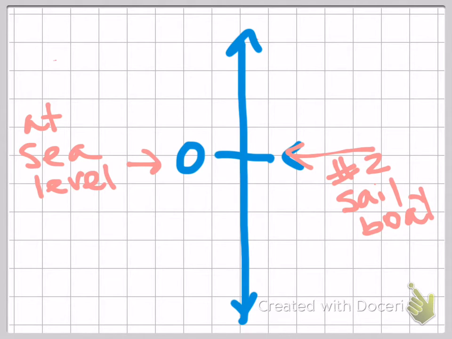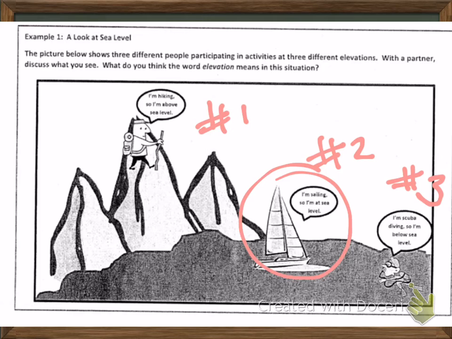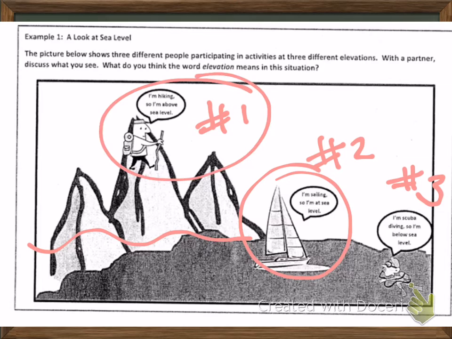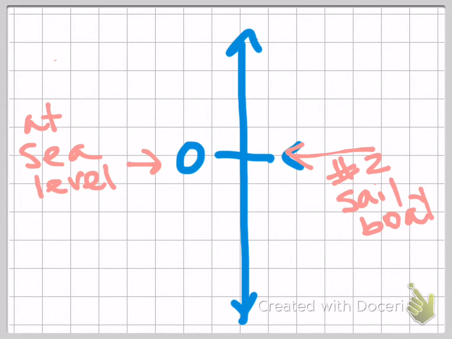Now, who do you think on this vertical line can we represent above 0? Which guy here, 1, 2, or 3? Yes, above sea level, number 1. The number 1 guy, the hiker, would be above 0 because he or she is moving higher above the water. So going back to our number line, we would show the number 1 person, the hiker, being above 0, or above sea level. So we'll put here the hiker.